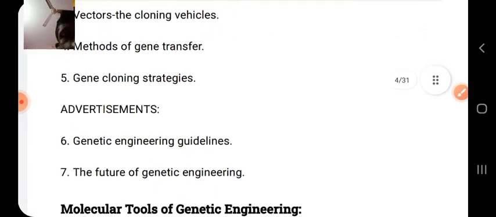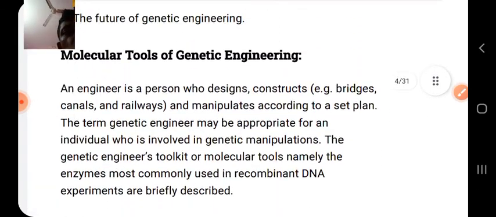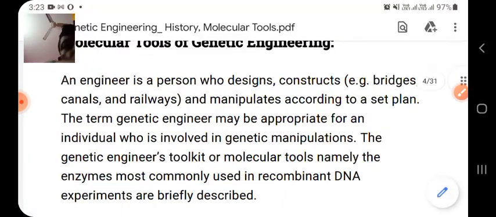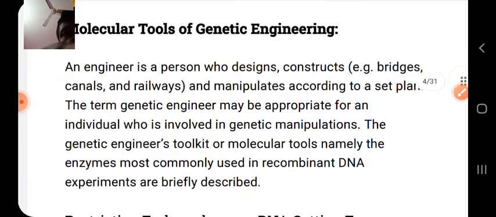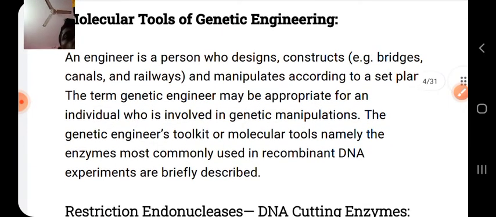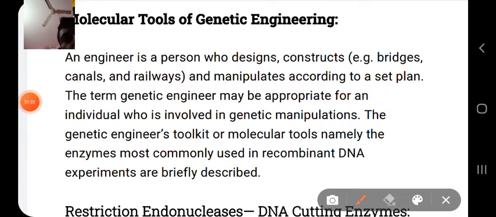Now the main thing is, what are the tools which are required for our genetic engineering process? What are the things which are needed for genetic engineering? The first and foremost important tool, three important tools are mainly required, if I broadly speak.